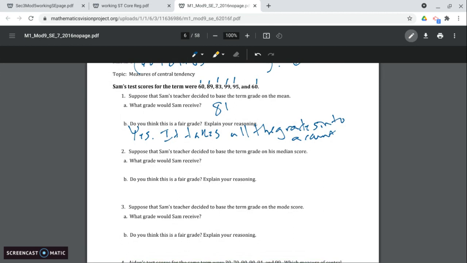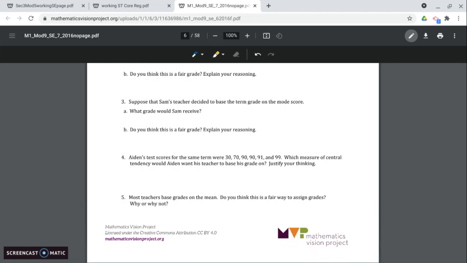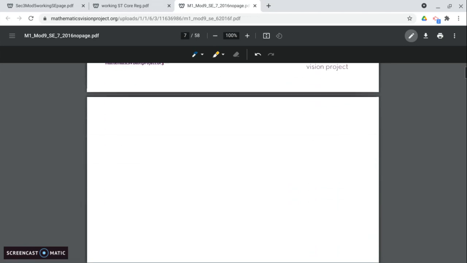For the median, you need to line them up in numerical order and then find the middle term. For the mode score, that's the one that appears most often. So what number repeats itself, that would be your mode. You guys will answer those, and then number 4 is also about it. And number 5 is asking why teachers base their grades on means.